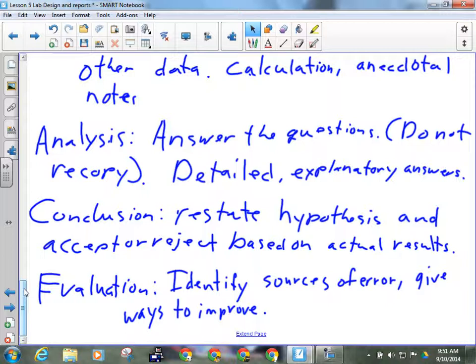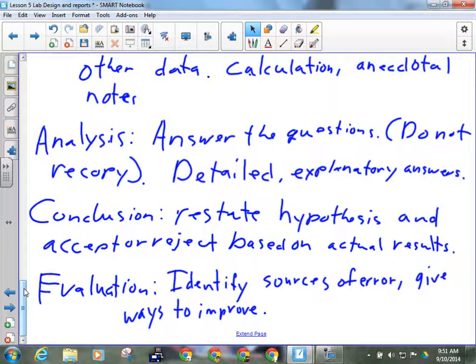If I only give you a tiny little amount of something to work with, is that going to make your life easy or difficult? Probably going to make it difficult because you don't have very much. That could be a source of error. It was very difficult to make observations with small amounts of sample.